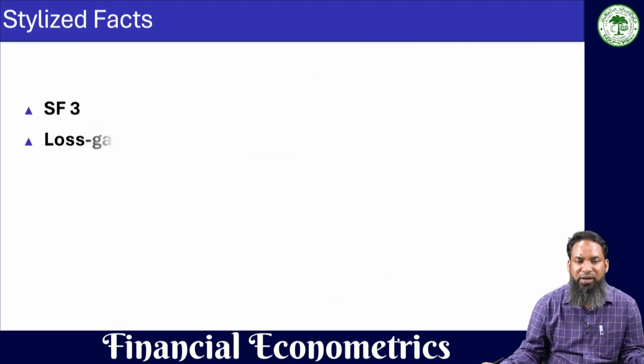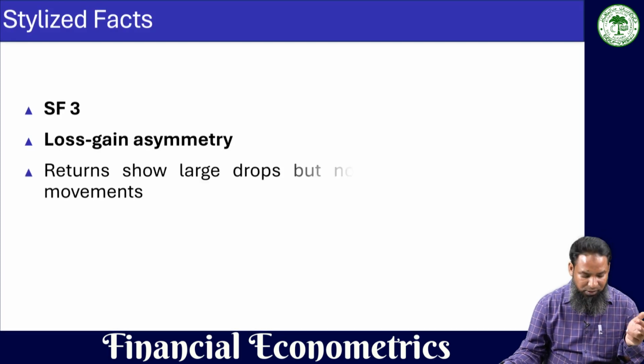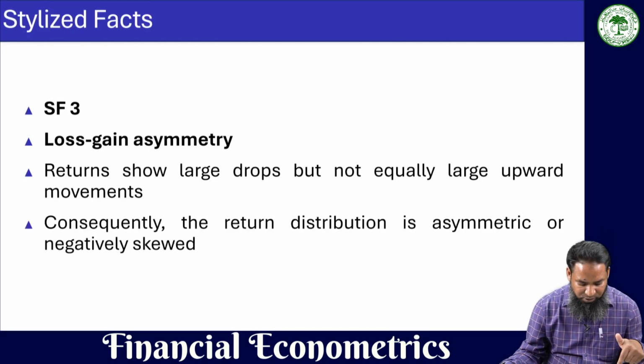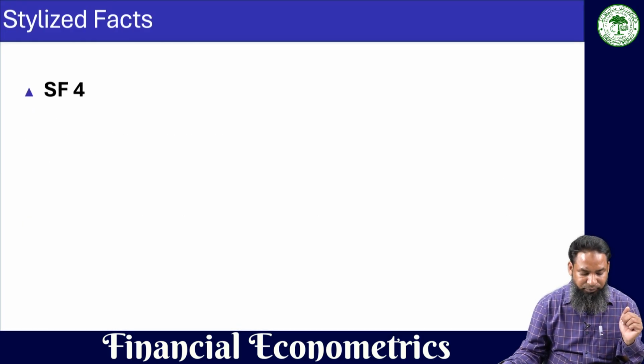Then the third stylized fact is loss-gain asymmetry. That is, the quantum of loss and quantum of gain will not be symmetric. Returns show large drops, but not equally large upward movements. So the loss is often larger than the gains which we observe over a period of time. Consequently, the return distribution is asymmetric or negatively skewed, which we have already observed in the distribution of this series.